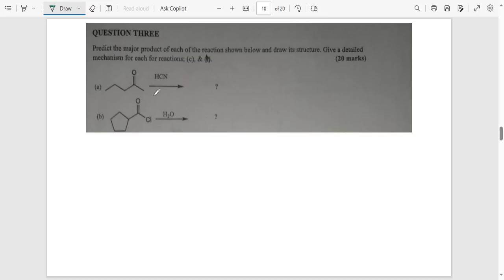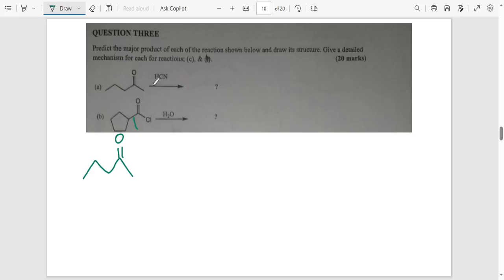Okay. So the first one that we have here, we are reacting. Look at this. What do we have? What is this compound that we've been given? This one has a double bond with oxygen. So this is how many carbons? One, two, three, four, five. This is pentanone. It's a ketone.